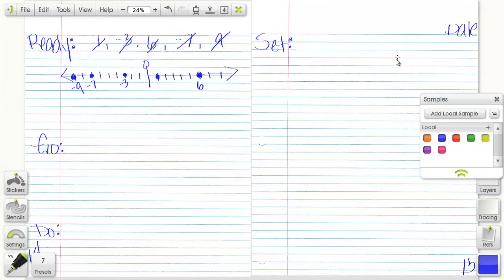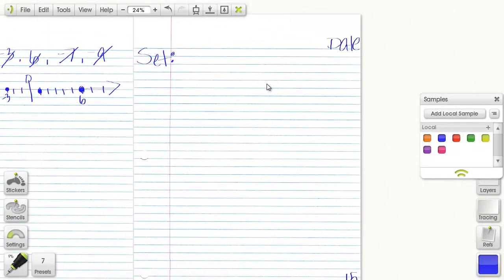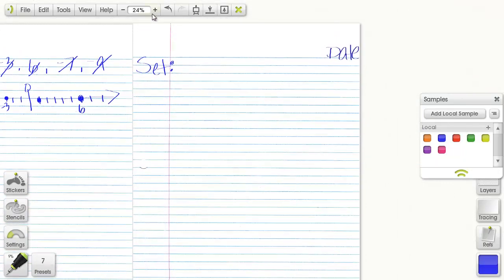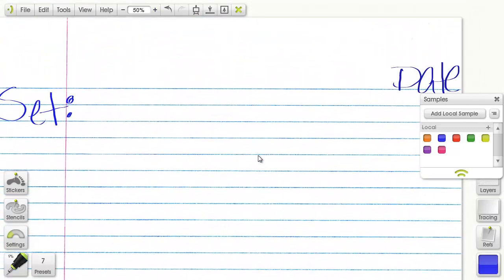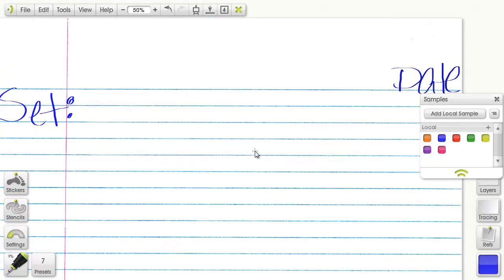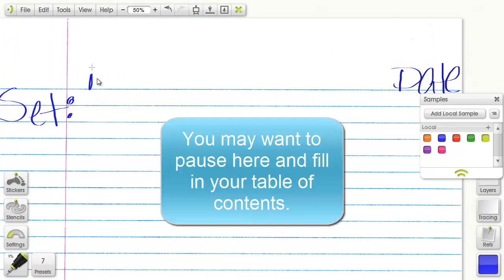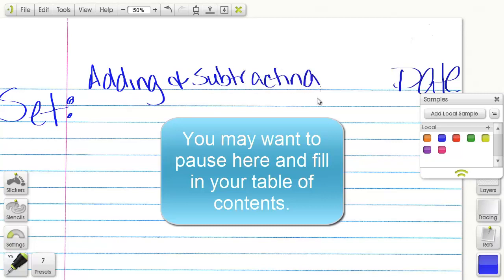Alright, let's look at our notes for today. We're going to be working on set, and the title of our notes is going to be Adding and Subtracting Integers.